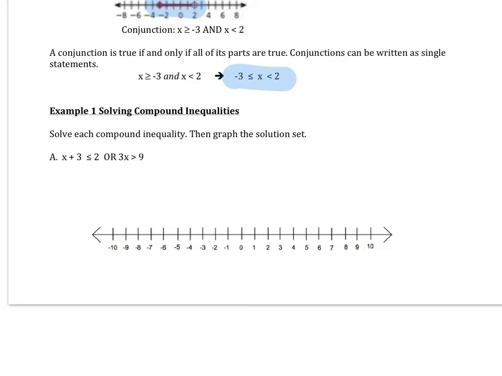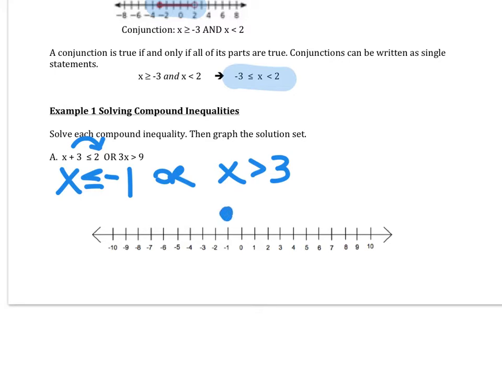So make it say x first. So this would be x less than or equal to -1, subtract the 3, or x greater than 3, divide by 3. How do I graph that? Well, a less than or equal to, still solid circle to the left, and then greater than, open circle to the right.